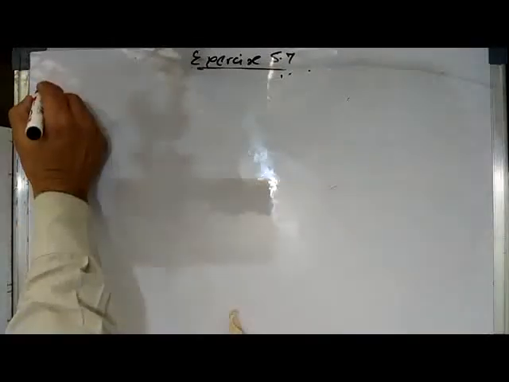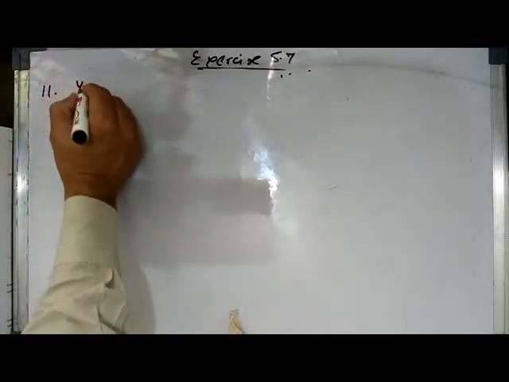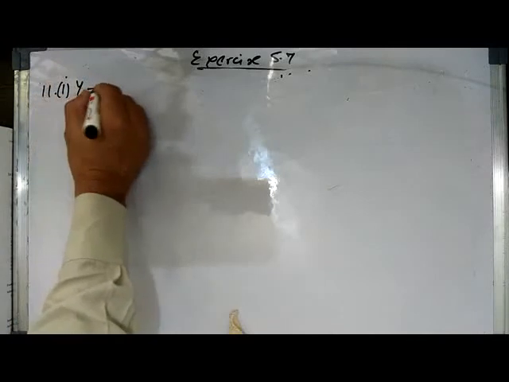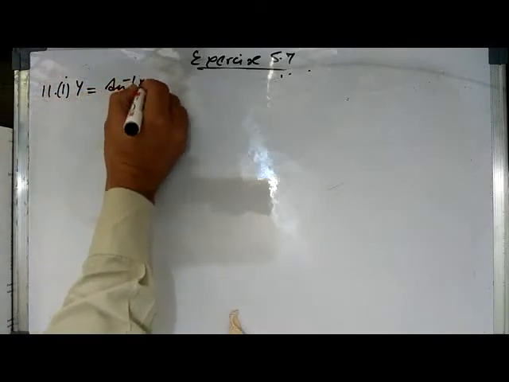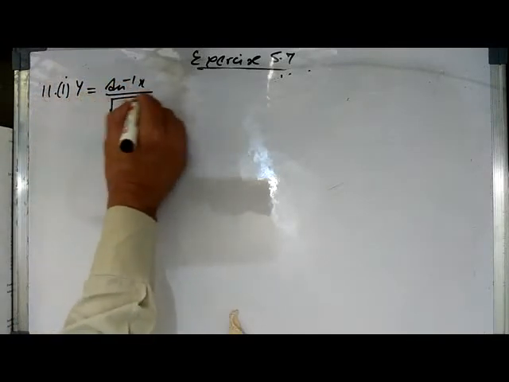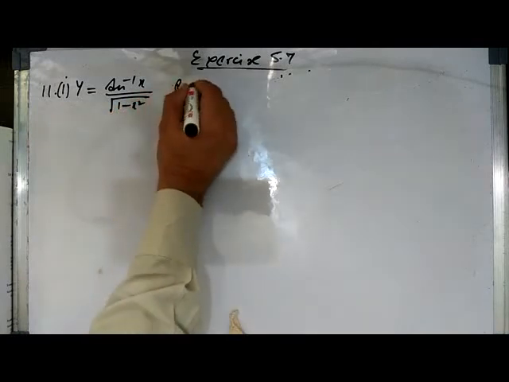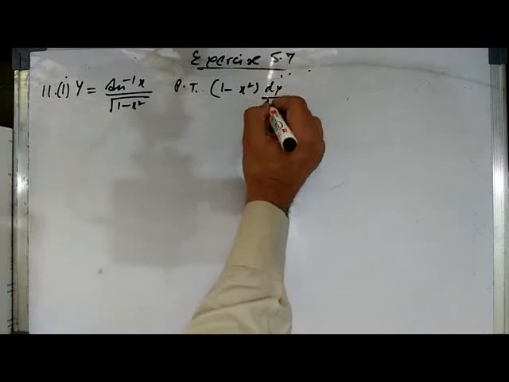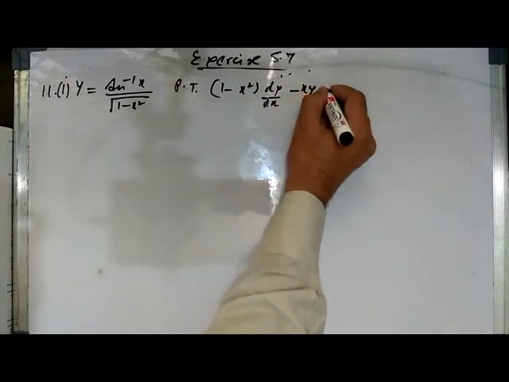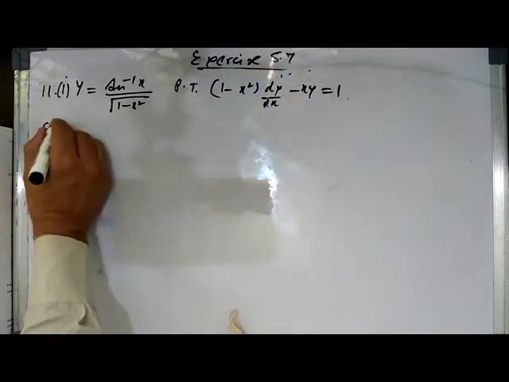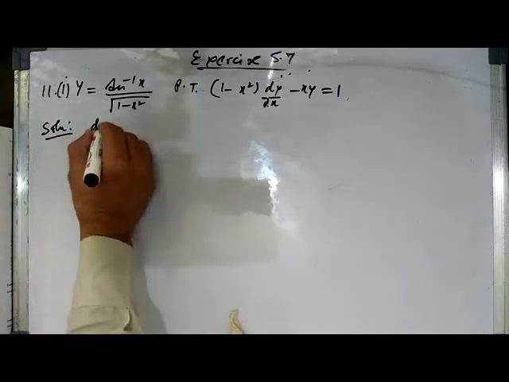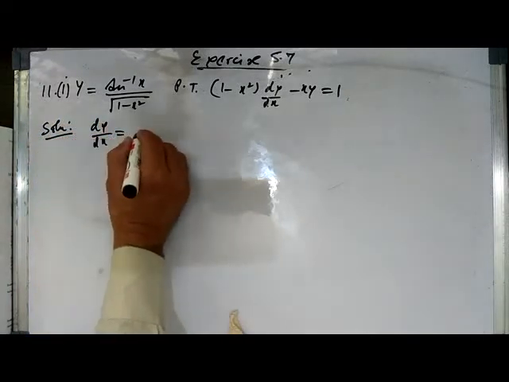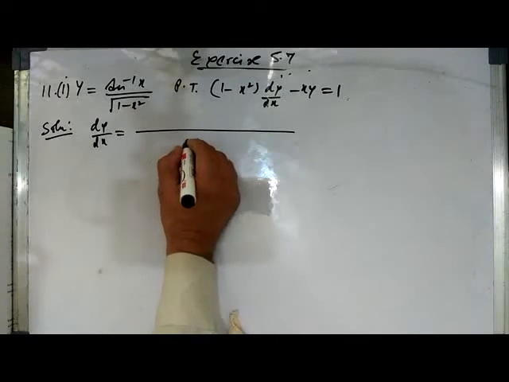Another question I want to explain, question number 11, first part. y equals sine inverse x upon under root 1 minus x square. Then prove that 1 minus x square dy dx minus xy equals 1. Solution. Differentiate directly by the quotient rule.